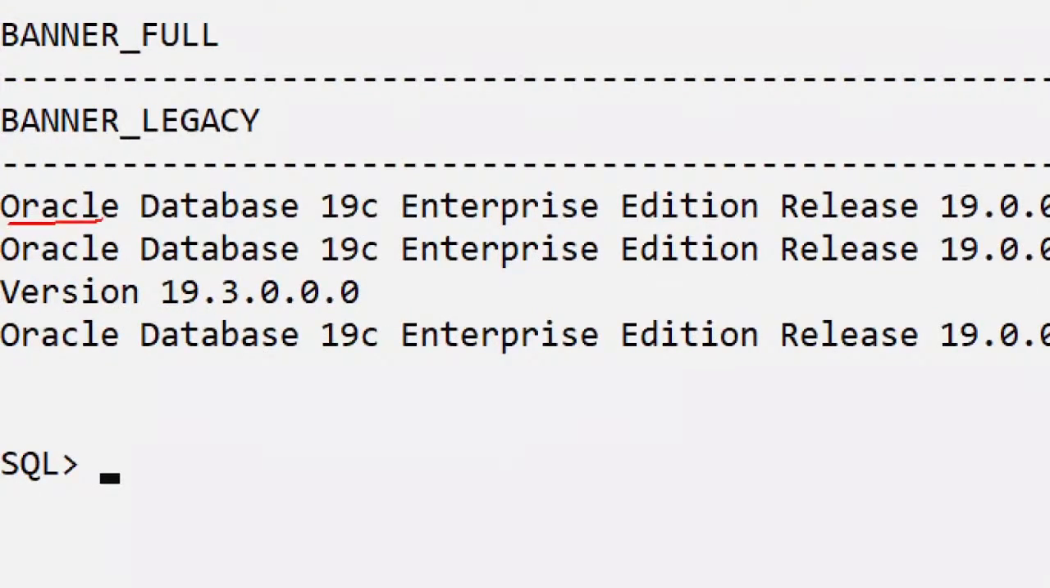Oracle is a product from Oracle Corporation. But what type of product is it? A database product. The version we are learning in our course is 19C, a version of this database product.